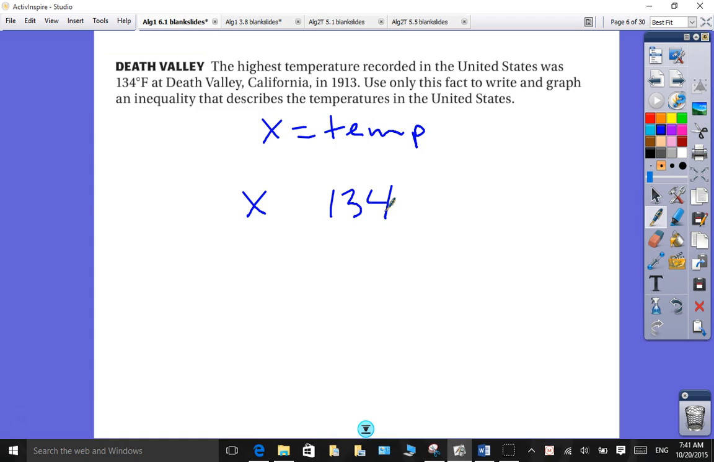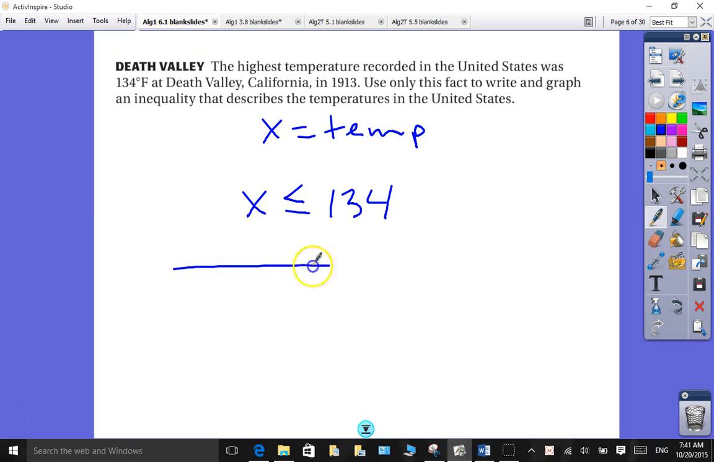How about the other? Since that's the record high temperature, that means in the United States temperatures are always less than. Should it be or equal to? Sure, it hit 134. We know, we've got a data point. It hit 134. So that would be less than or equal to 134.